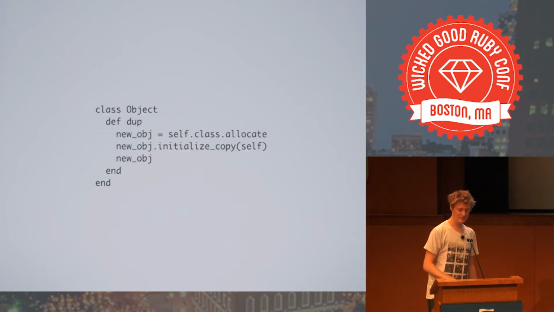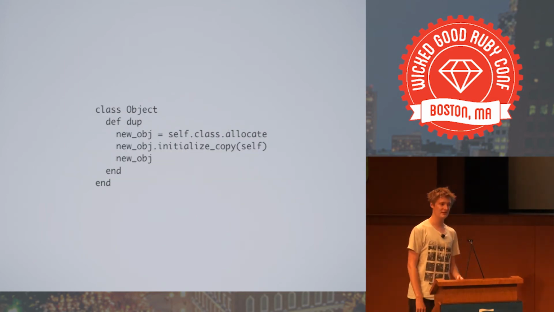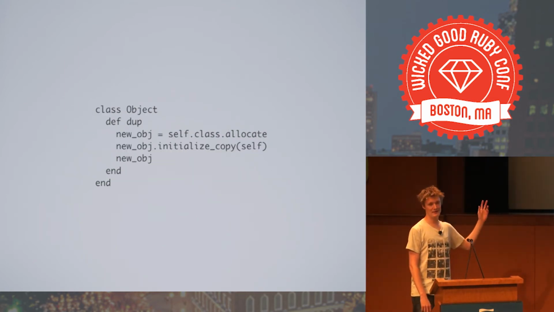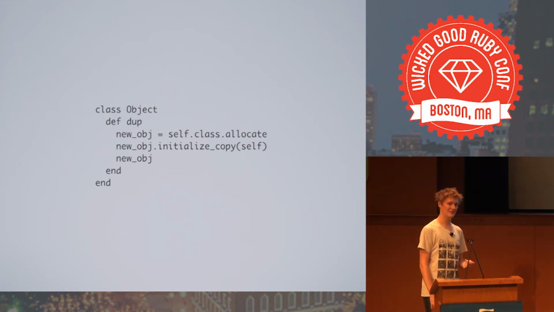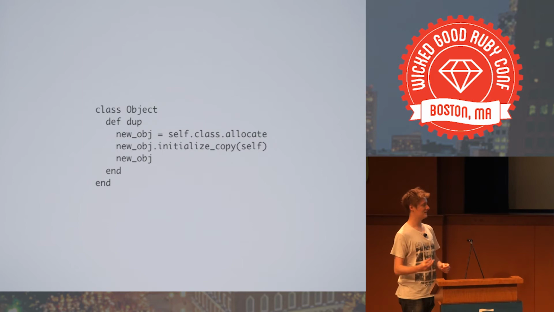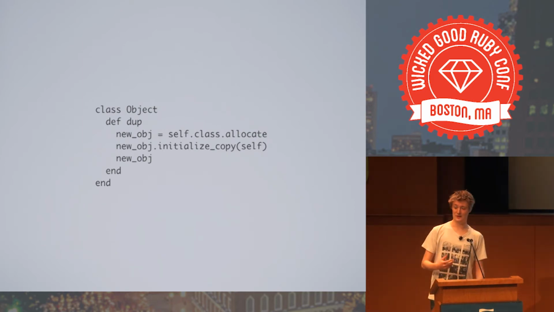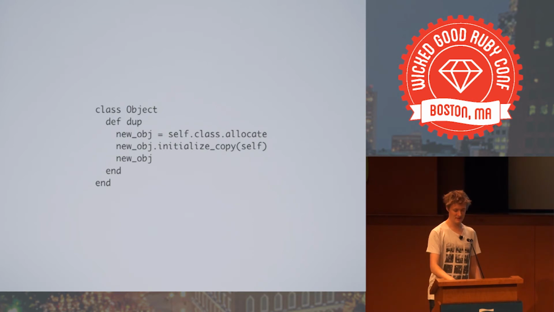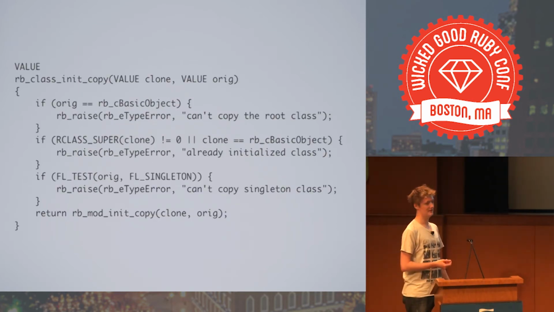This is basically how dup works internally. It'll allocate a new object of the same class as what you're calling dup on, but it doesn't actually call initialize. Instead, it calls a special method called initialize_copy, and it passes in the old object, then it returns the new object. So when you call dup on a class, that's allocating a new class, and then calling initialize_copy with the old class.